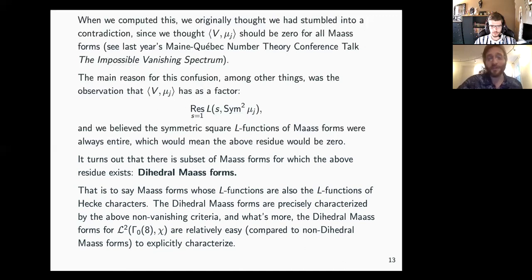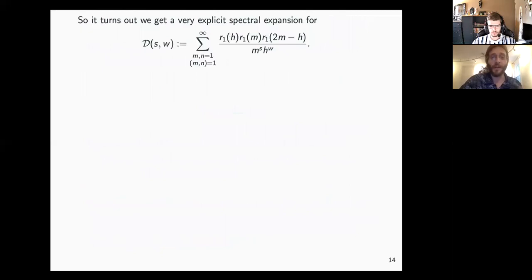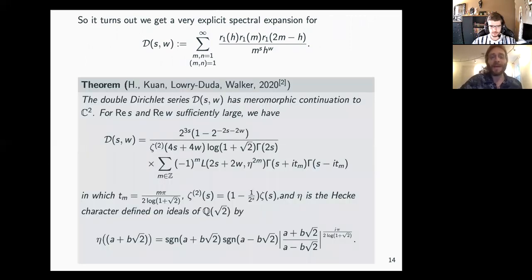And what's wonderful about this is that dihedral Maass forms, at least for gamma naught 8 with character chi, are actually very easy to completely characterize. And as such, unlike other spectral expansion results that we have gotten using similar methods, we are actually able to get extremely explicit expansions of our series here. So again, a reminder of what our series actually is, this DSW. We can write it as a sum, and this is our spectral expansion, but decoded so that we have actually opened up the Maass forms that correspond to these Hecke characters.